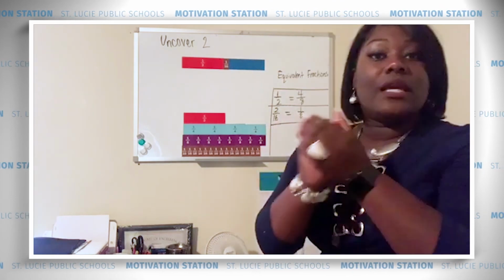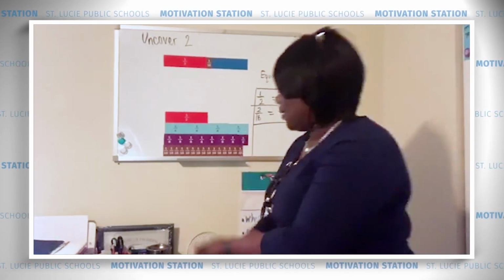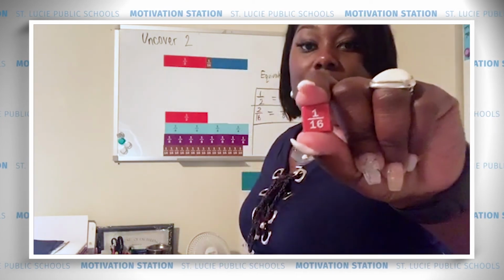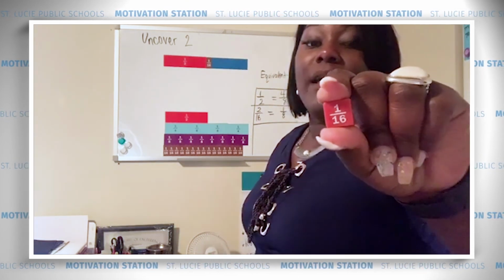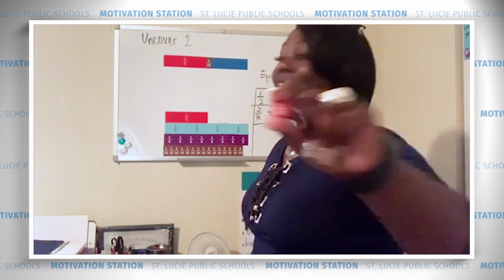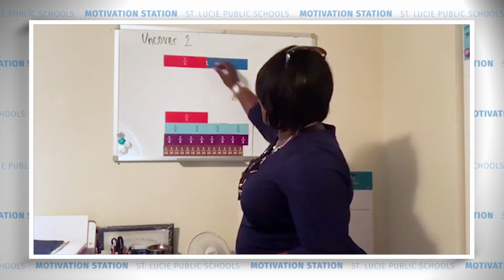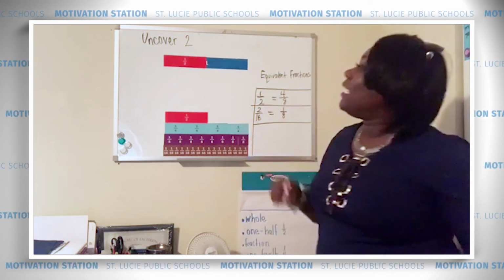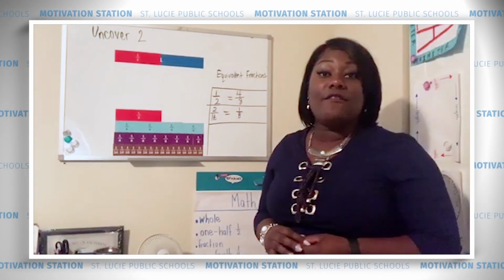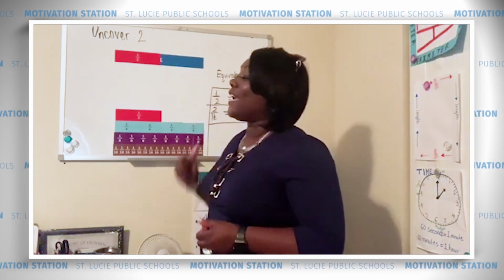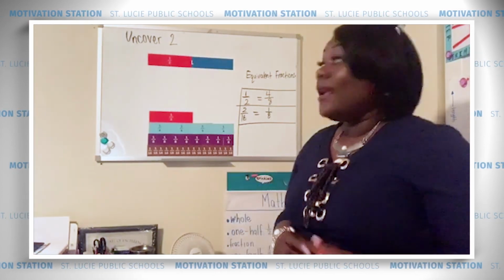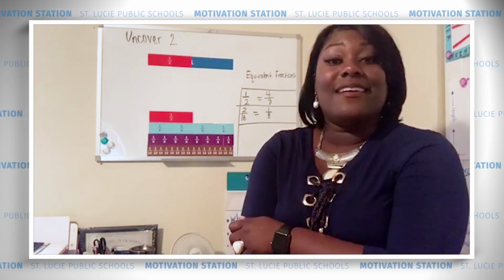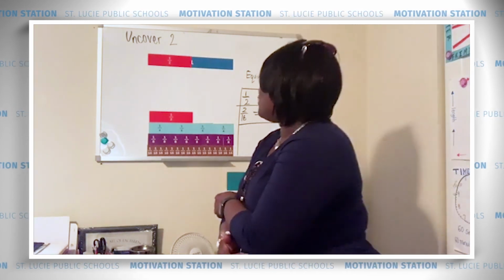Okie doke, we're doing wonderful. Let's roll that dice. It's my lucky day. What am I uncovering here? I am uncovering 1 16th. How much of my whole is uncovered? Meaning I have taken it off and I can see the blue. Half of it is uncovered. How much is still covered? Half of it is still covered.